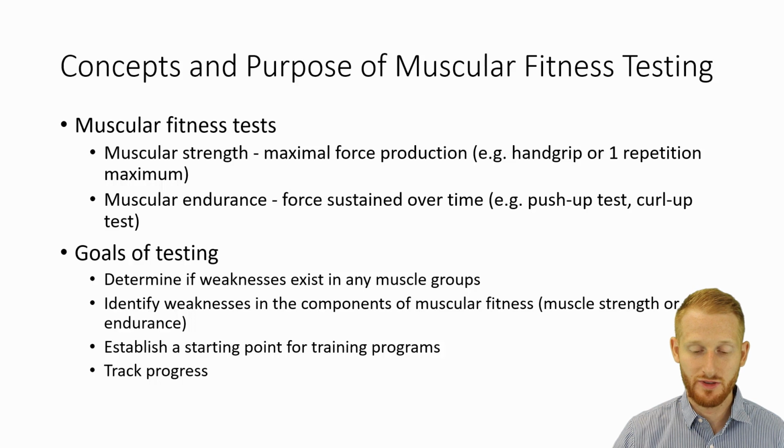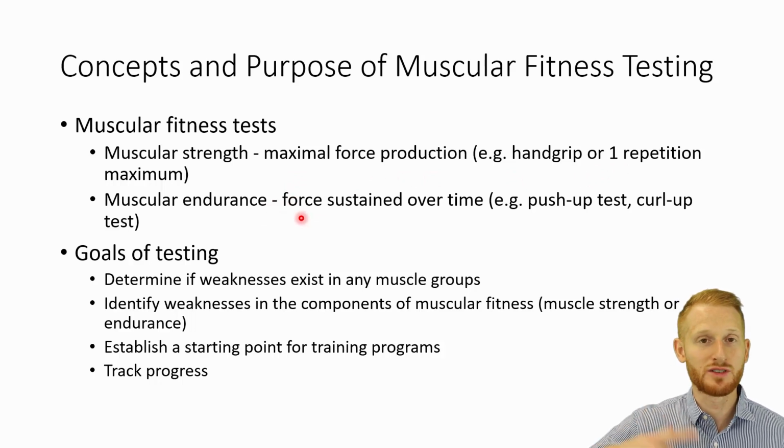When talking about muscular fitness, we're going to primarily focus on muscular strength and muscular endurance. Again, we're not going to talk about muscular power. We're not going to talk a lot about hypertrophy here. Muscular strength, though, is the maximum amount of force that a muscle can produce. Probably the best test for this would be a 1 repetition maximum. Muscular endurance is how much force you can produce in a sustained fashion.